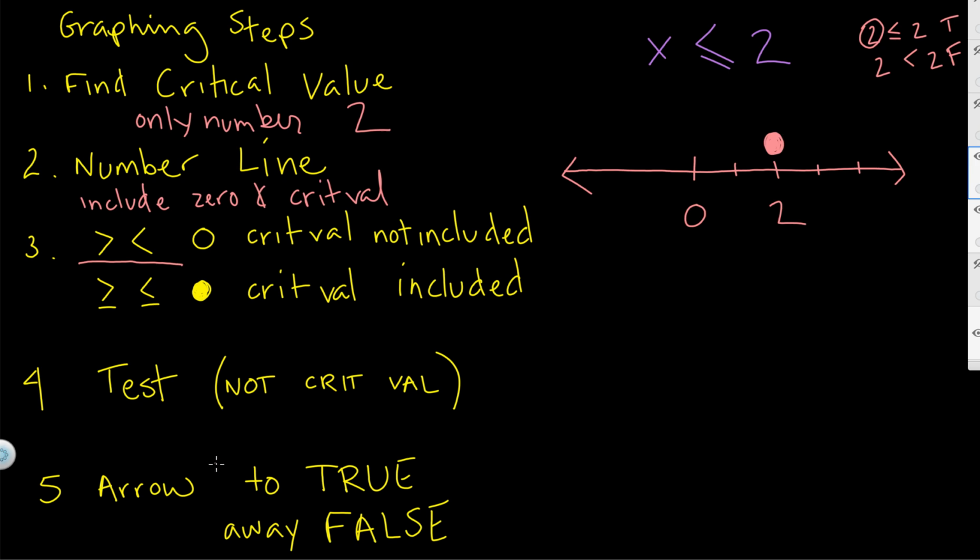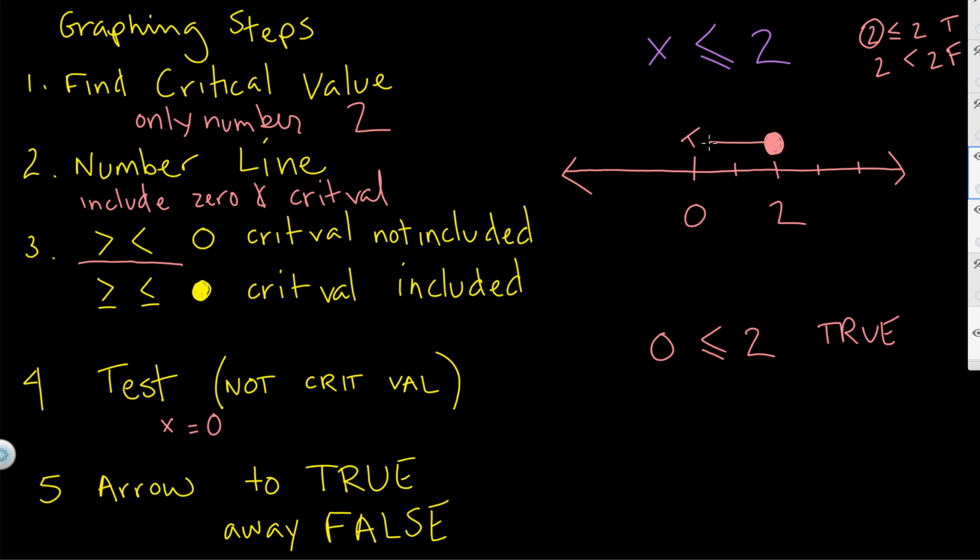The next thing we're going to do is we're going to test. I like to test 0. So as long as 0 is not your critical value, we can set the x equal to 0. So we get 0 is less than or equal to 2. And then we decide whether that's true or not. 0 is smaller than 2. So that makes this true. And I'm going to put a little note here that shows me that I tested the 0 and I got true. And then I'm going to draw my arrow towards the true, away from the false.